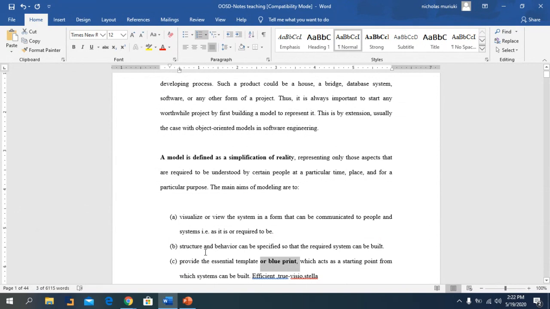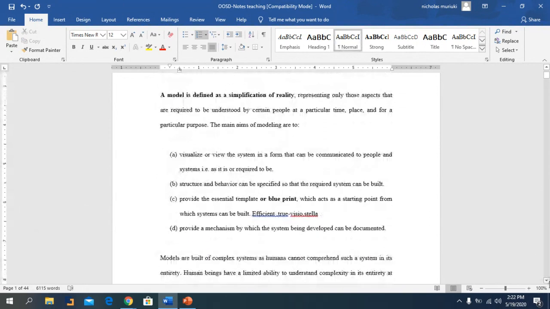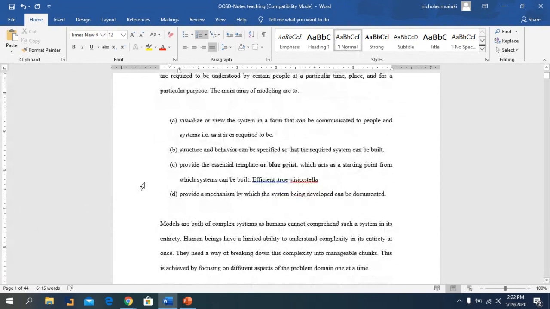Then the next one is that a structure and a behavior can be specified so that the required system can be built. So when you come up with a structure, we will be able to look at the real object that you need to come up with.